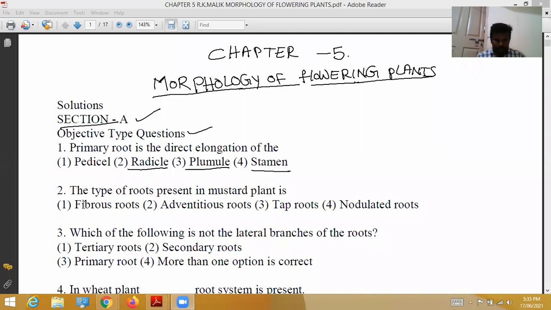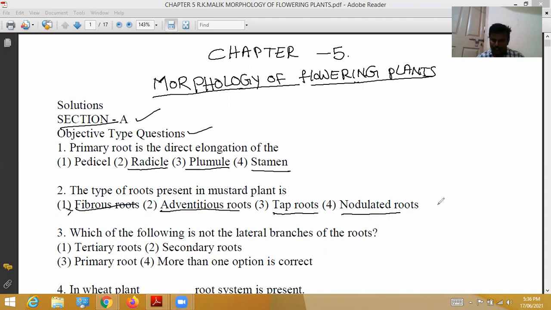Next, the second bit: the type of roots present in the mustard plant is. So what type of roots are present in the mustard plant? See here, fibrous roots are generally not present in the mustard plant, so option 1 is wrong. Adventitious roots are commonly present in dicot and monocot plants, so adventitious roots are not the answer. Tap roots, see, tap roots are present in the mustard plant.